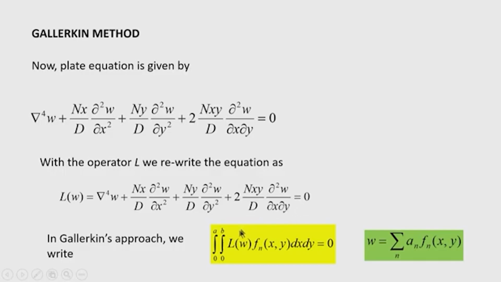Now, after substituting w in the differential equation, this Lw represents the operator L into w; Lw represents the error introduced due to the assumed deflection function. So, the error multiplied by each of the functions taken to form the deflected surface is integrated with respect to x and y between the limits 0 to a and 0 to b and equated to 0. So, this is the Galerkin equation that has been derived from the first principle, the virtual work principle.